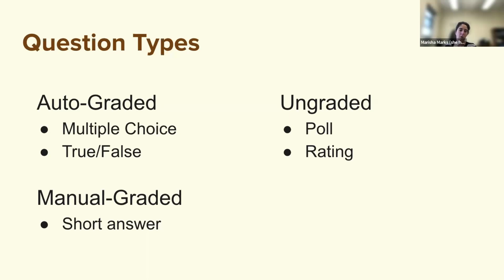But again, it depends on what you're looking for. If you're looking for students to reflect, then something like a short answer or poll might be a good tool, but then you're going back into ScreenPal and looking at what the students said. If you're looking for a quick check for understanding, something that has a right and a wrong answer, something that you want to tie into Blackboard's gradebook, that's where you're going to be using the multiple choice or the true false. And all of these do have an option for feedback as well.